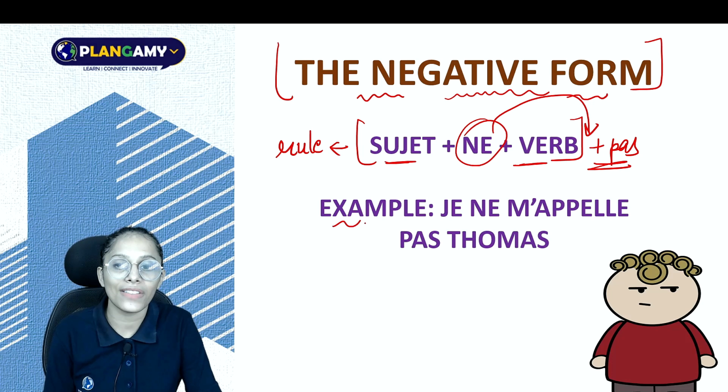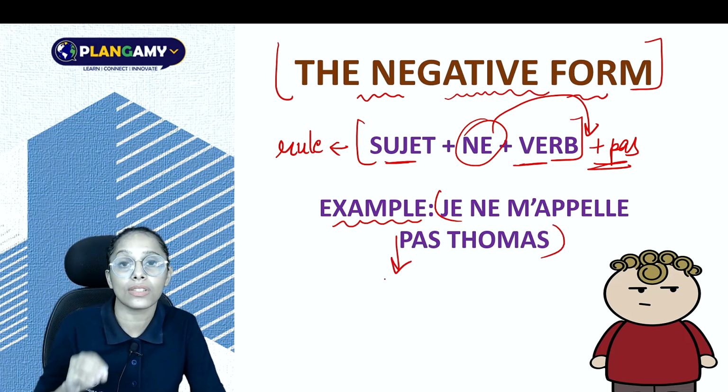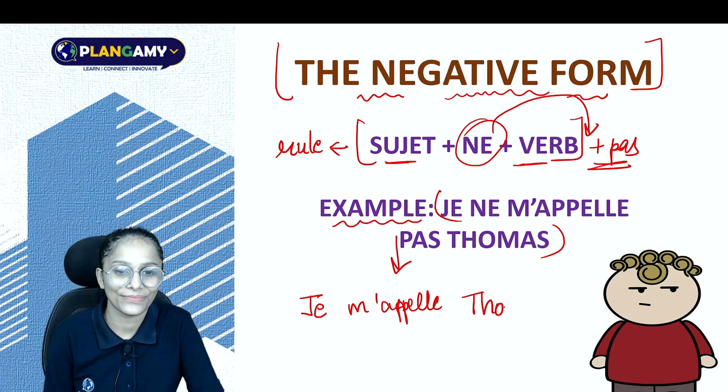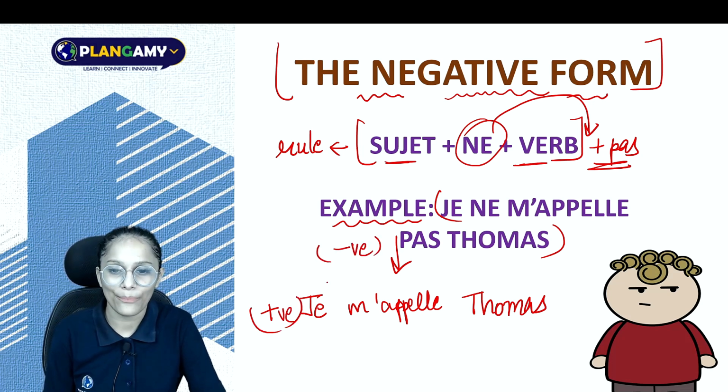So, we have an example here. It says, je ne m'appelle pas Thomas. Okay. So, let's try to construct this sentence as a positive sentence. Let me write it down here. Je m'appelle Thomas. So, this is the positive sentence and this is the negative sentence.